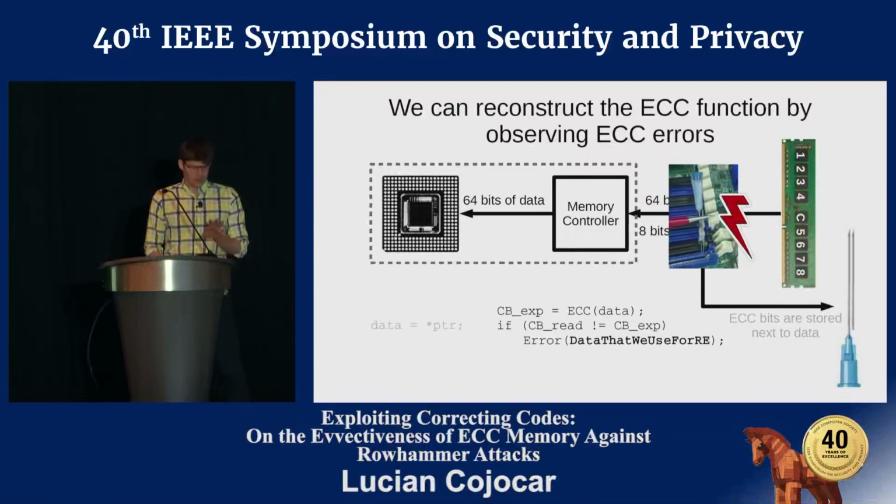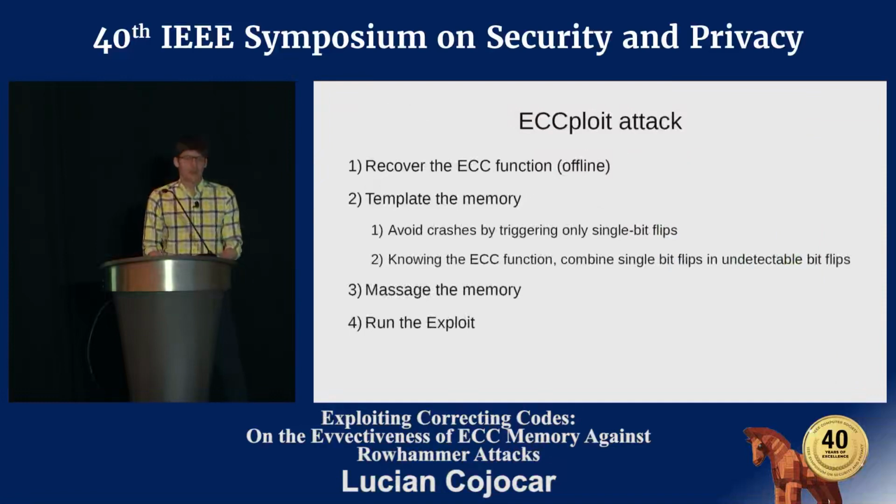Now, I think I covered how to get bit flips and how to reverse engineer the ECC function. Now let's look at how an ECC exploit actually works. First, the attacker would recover the ECC function. He can do this offline by having a server or a target machine that is very similar to the one that he wants to target.